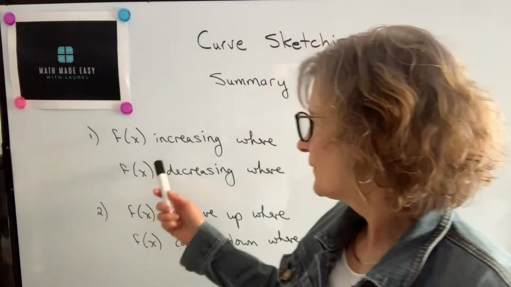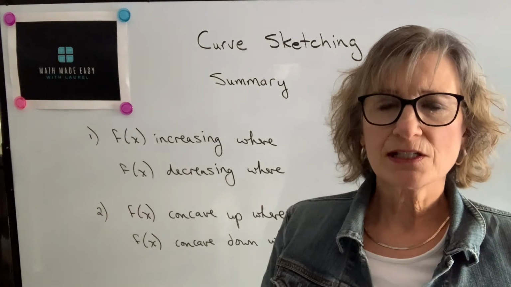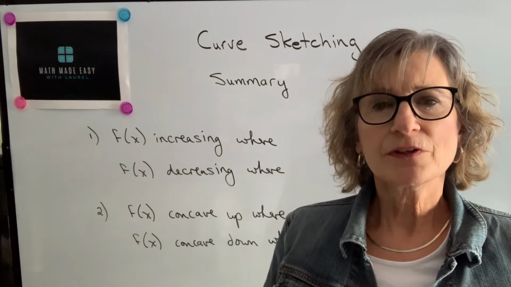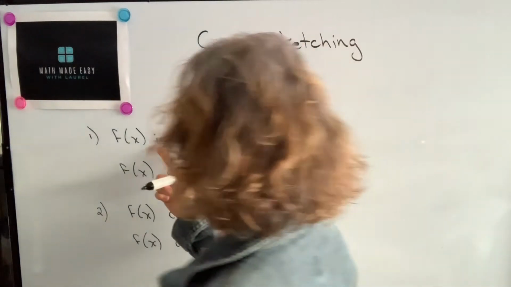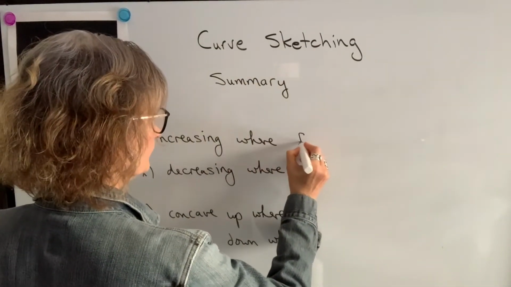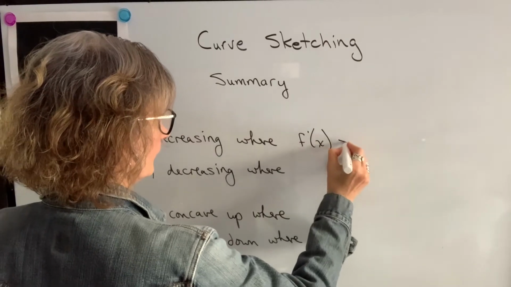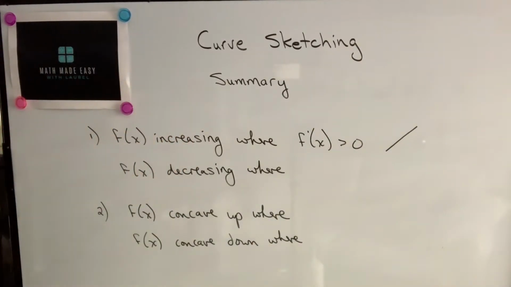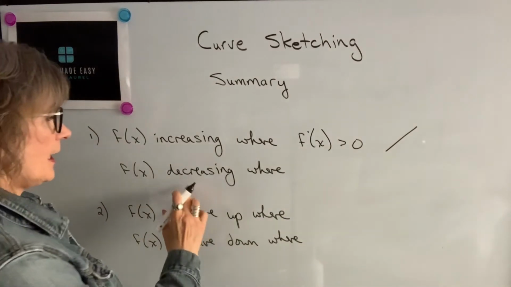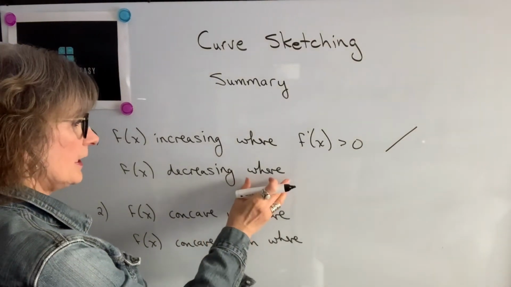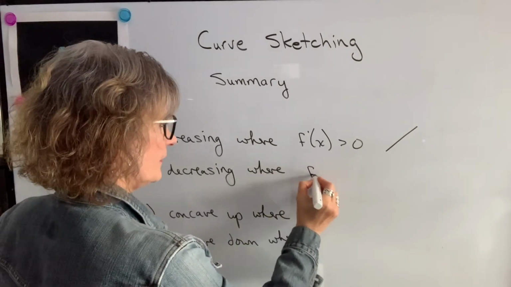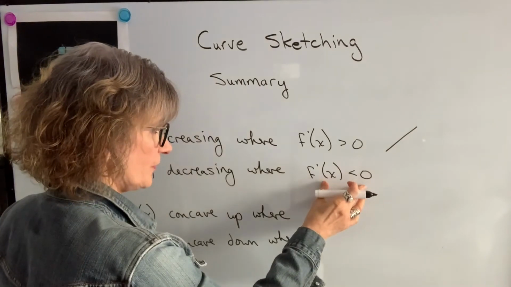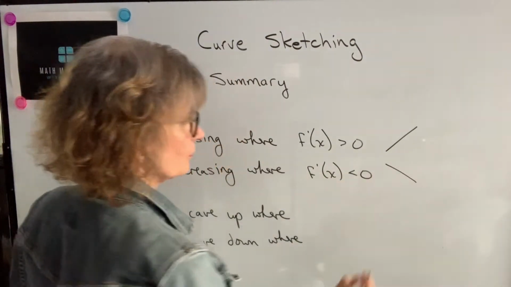So to start with, we talked about when the function was increasing and when it was decreasing. And basically, if the first derivative is positive, then the function is increasing. So it's increasing where our first derivative is positive. Our function will be decreasing anytime the first derivative is negative. So the intervals where the first derivative is negative, the function will be decreasing.